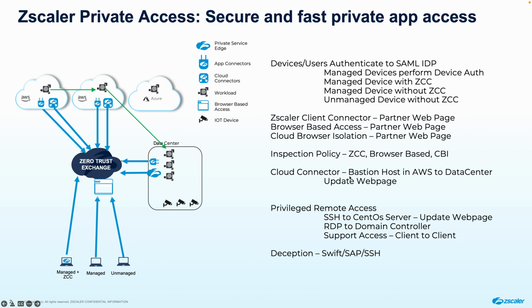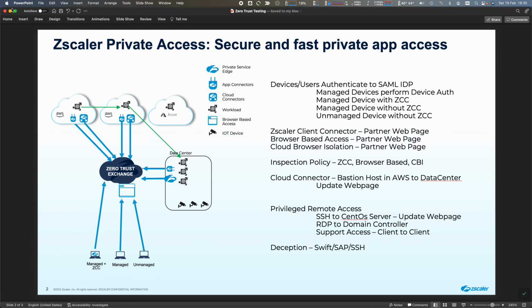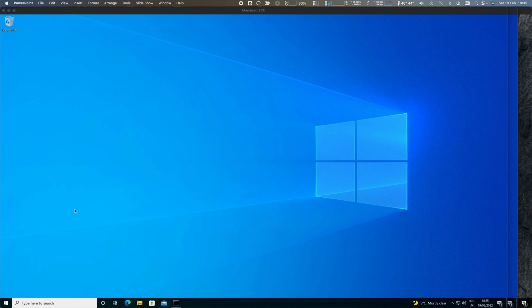We're going to show the inspection policy across the three different access methods. We're going to show cloud-to-cloud connectivity. We're going to demonstrate privileged remote access, so SSH, RDP access to workloads, as well as client-to-client. And then we're also going to show the Zscaler deception integration. So let's go to the managed client.